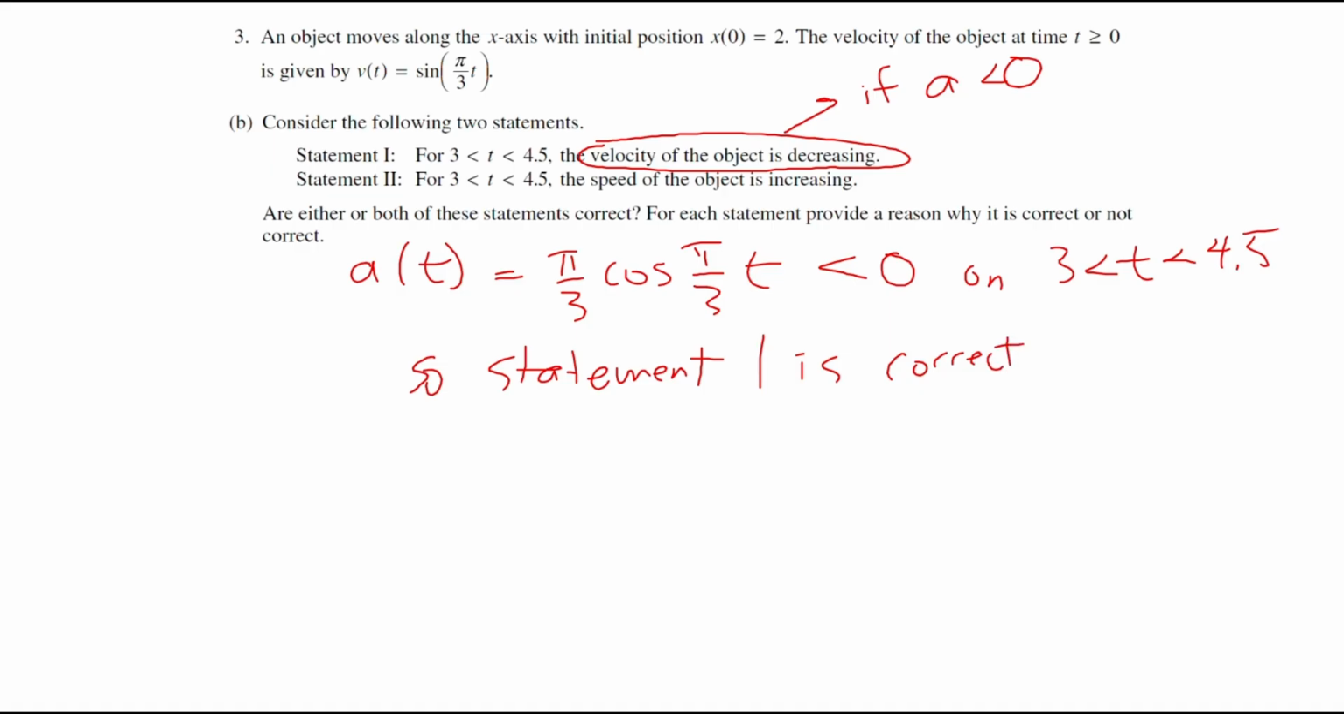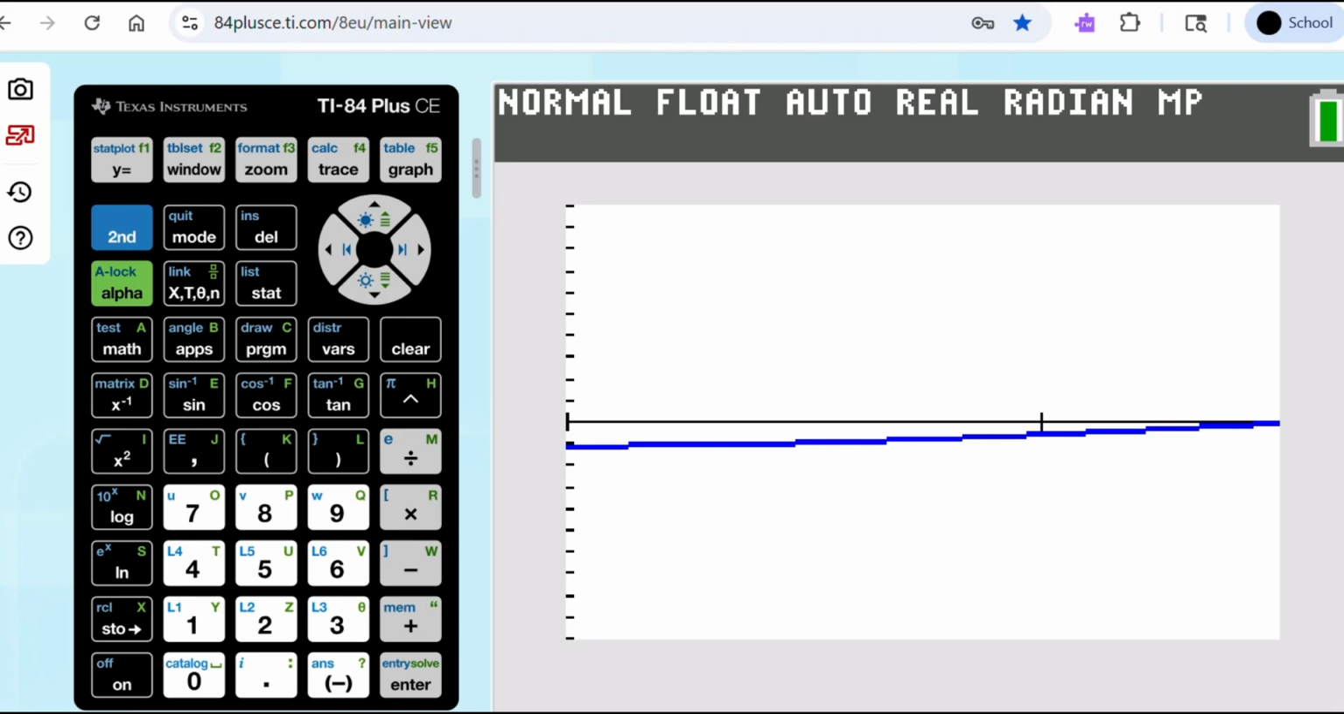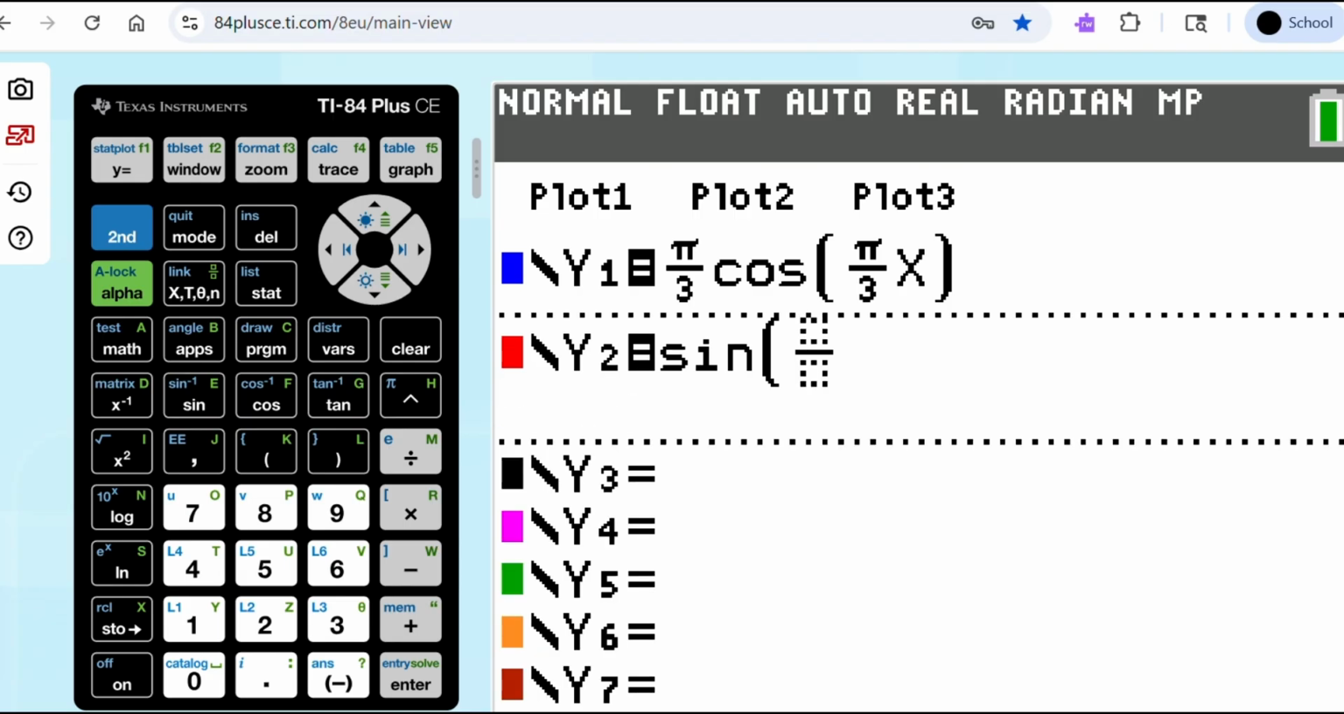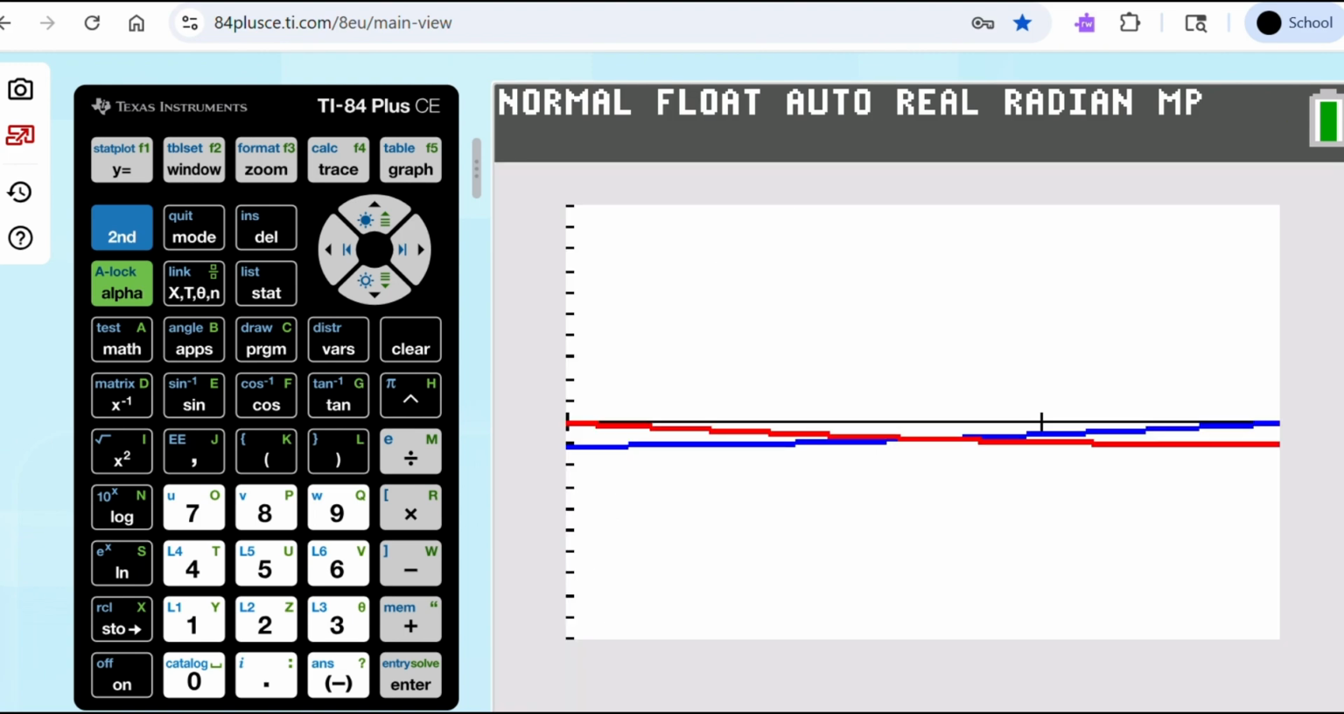And that's good enough reason that a of t is less than 0 on that interval. And then for statement 2, if the speed is increasing, well, speed has to do with the absolute value of the velocity, or it has to do with the velocity and the acceleration having the same sign on that interval. So if I go in here now and graph on my y equals screen sine of pi over 3 times x, which is our velocity function, when I graph that, we can see that that is also negative on that entire interval.